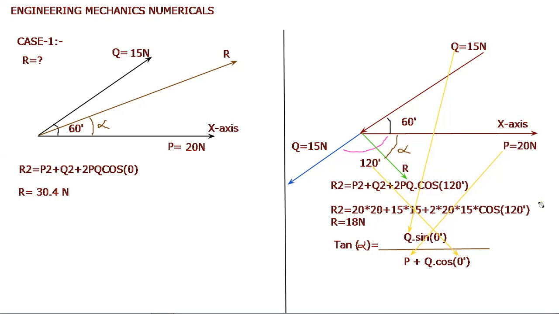But to find the value of alpha, you have to do the tan inverse of q sin theta divided by p plus q cos of theta. You have to do the inverse, right? Then only you will get the value. Okay, so that value you have to find.